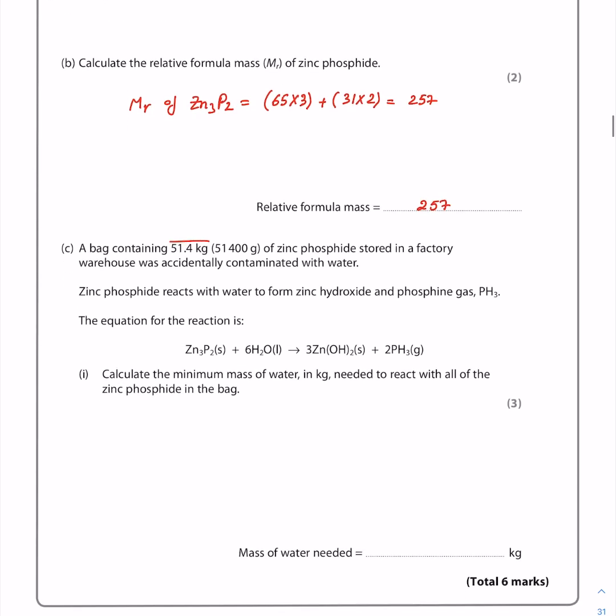A bag containing 51.4 kilograms, which is 51,400 grams, of zinc phosphide stored in a factory warehouse was accidentally contaminated with water. Zinc phosphide reacts with water to form zinc hydroxide and phosphine gas. The equation for the reaction: 1 mole of zinc phosphide plus 6 moles of water gives 3 moles of zinc hydroxide plus 2 moles of phosphine gas. Calculate the minimum mass of water in kilograms needed to react with all the zinc phosphide in the bag.